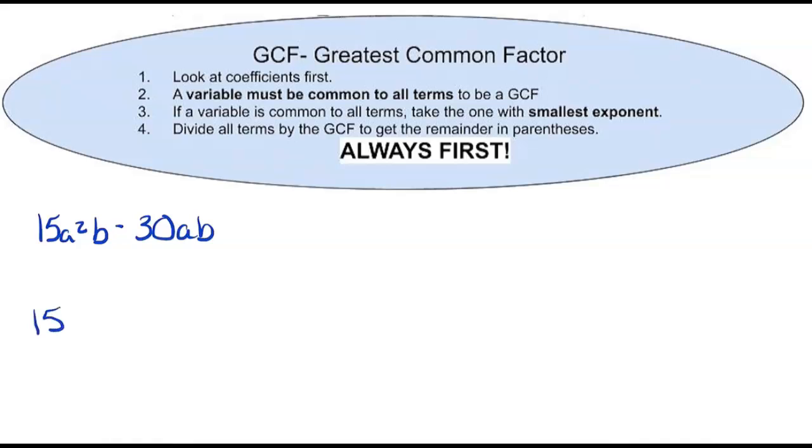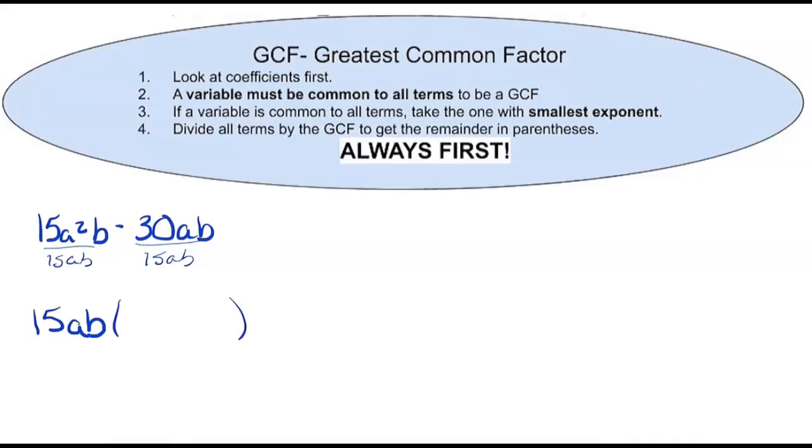Then I'm looking at my variables. A squared is in the first one, A is in the second one. That means I can take out the smallest of the two, so I'm going to take out the A. I still have this B, so I have a B in the first one and a B in the second. That means that this guy can come out as well, so I'm going to put him to the front. I'm going to open up my parentheses, and I'm going to go back and divide each term by my GCF.